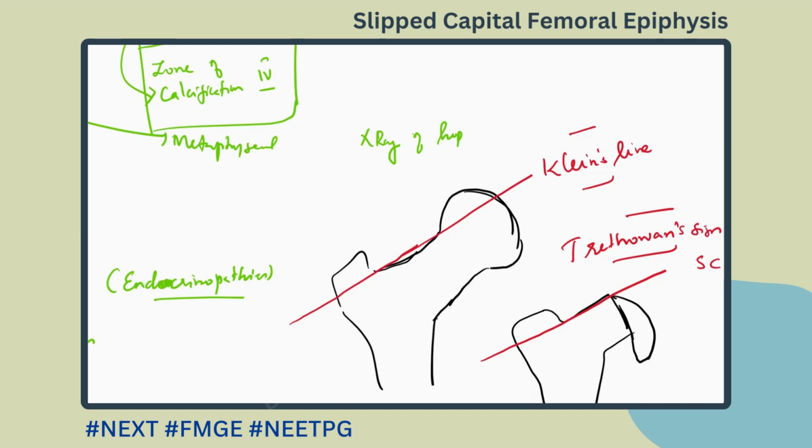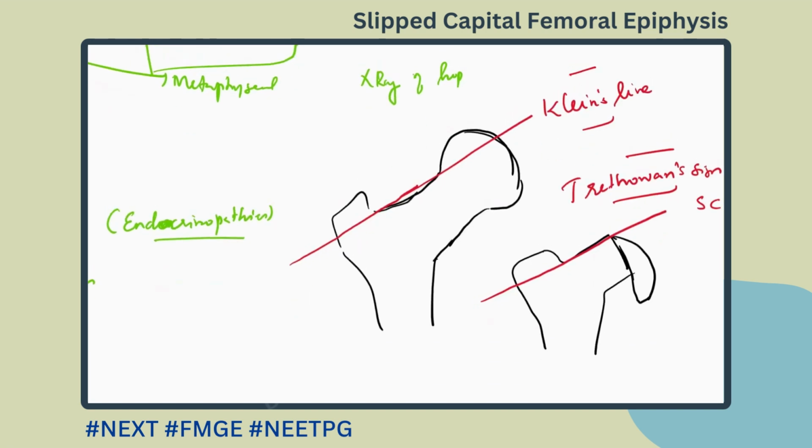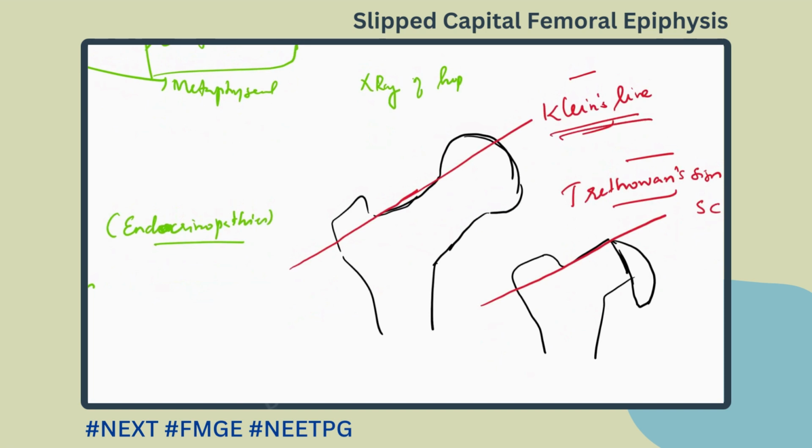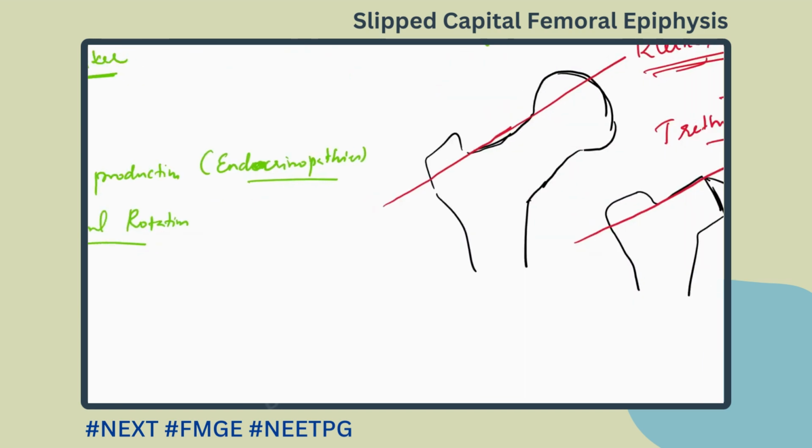Okay. So you draw a line called Klein's line. If it is not touching the head, or if it is not cutting the head on its lateral part, then that sign is called Trethowan's sign. Okay. After this, I'll tell you one more sign in CDH. We just left that. I'll tell you one more sign.